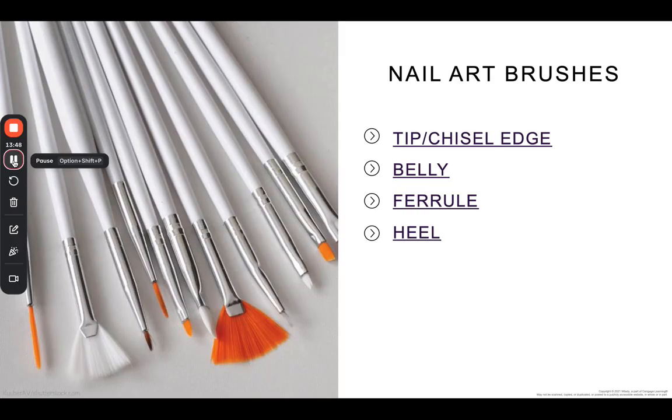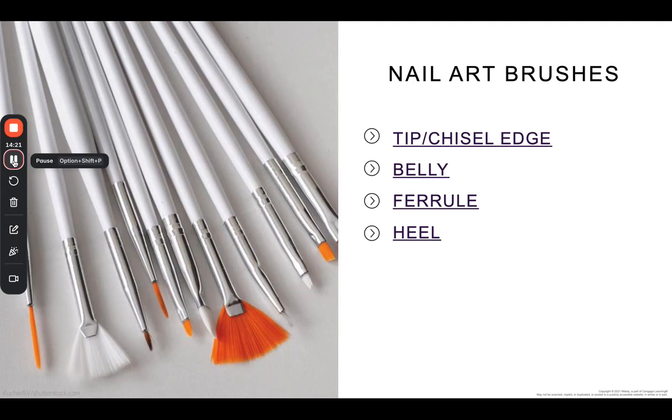As far as the parts of your brush, the very end of the bristles, farthest away from the handle, is referred to as the tip, or sometimes the chisel edge, depending on the style of brush. Round brushes, for example, have pointed tips, while flat brushes have a chiseled edge. The midsection of the bristles is called the belly of the brush. This is the area that retains the most paint.